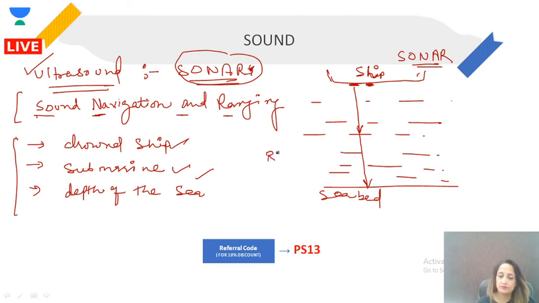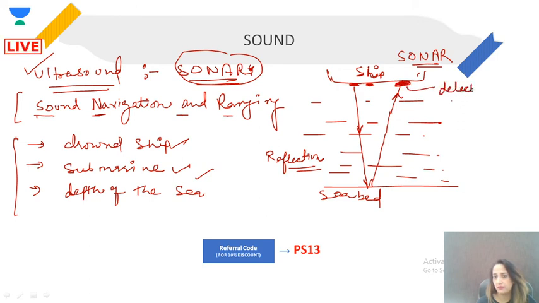and after hitting the seabed there is another phenomenon, reflection. Because of reflection of sound waves, it will come back and it will be detected by the detector, and let's say this was the transmitter, right?